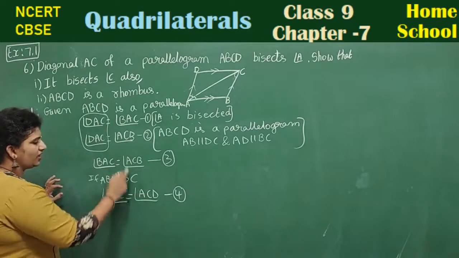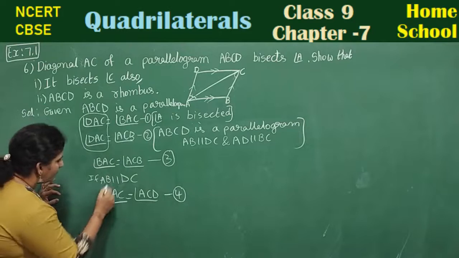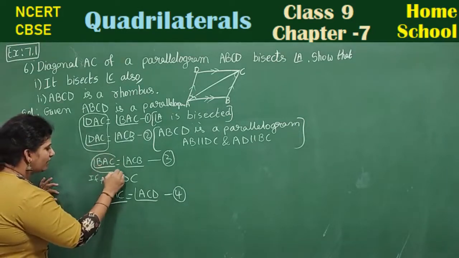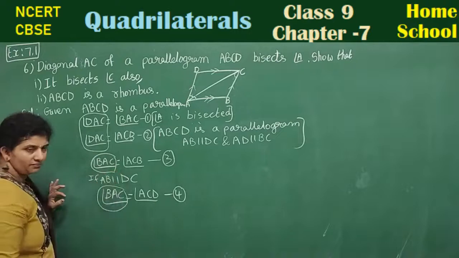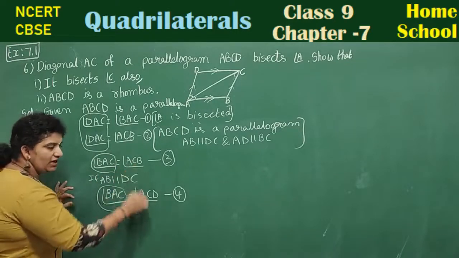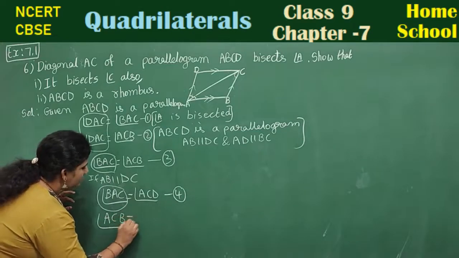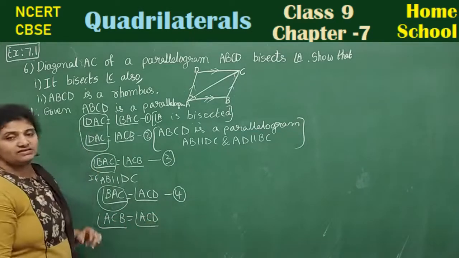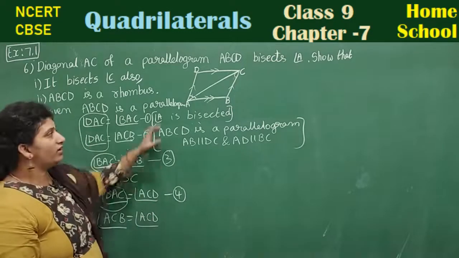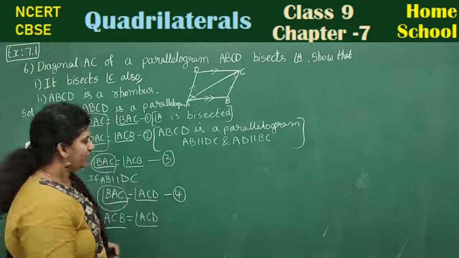Now look here children, compare 3 and 4. What can you see? This one and angle BAC are both common. If these two are common, you can equate these two, no? Angle ACB is equal to angle ACD. Yes, this is the thing we need to prove here. Angle ACB is equal to angle ACD.